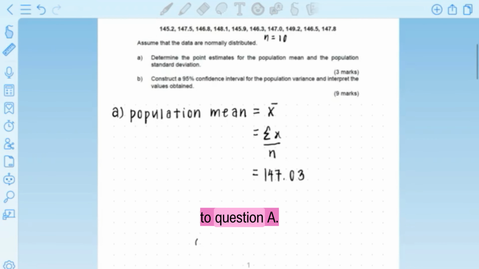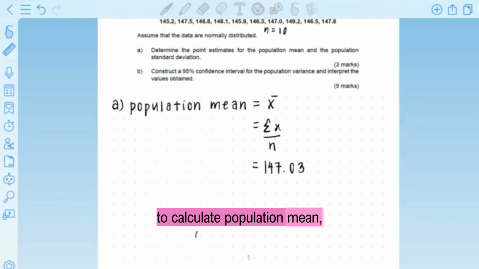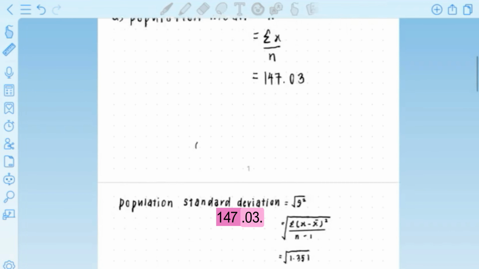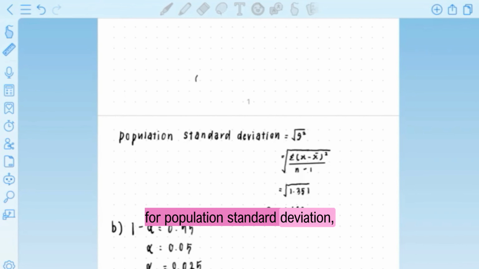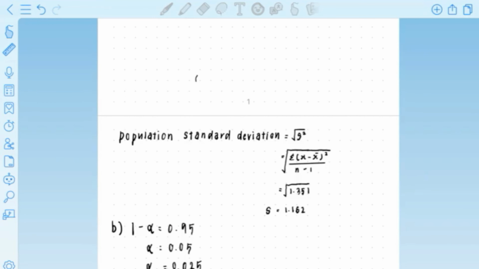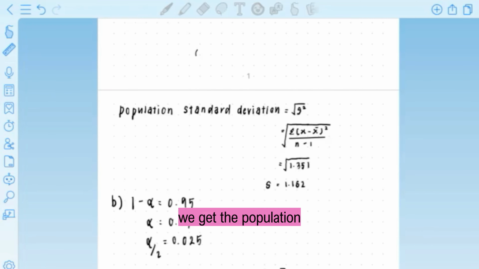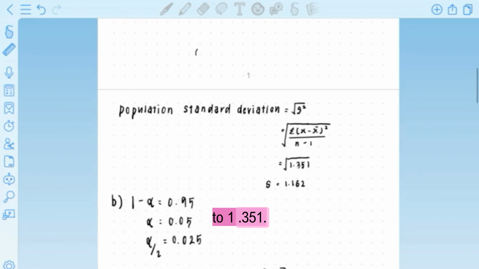So let's move on to question A. To calculate the population mean, we can use the formula summation x over n, and we will get that the mean is equal to 147.03. And for the population standard deviation, we can get it by square rooting the population variance. In this question we get the population variance is equal to 1.351. So we square root that number and we will get that the population standard deviation is equal to 1.162.